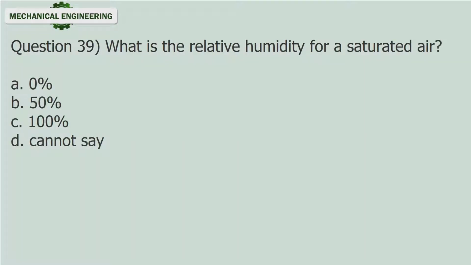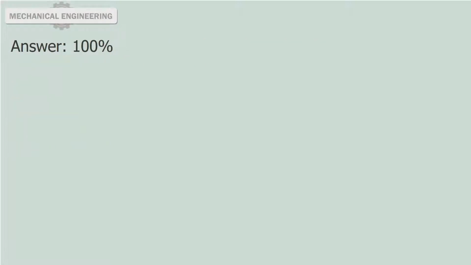Question 39. What is the relative humidity for saturated air? A. 0%. B. 50%. C. 100%. D. Cannot say. Answer: 100%.